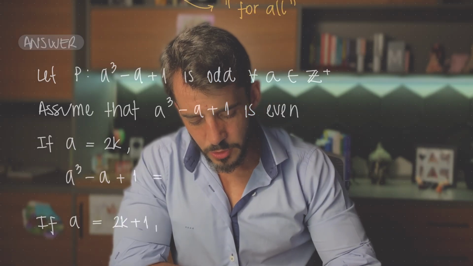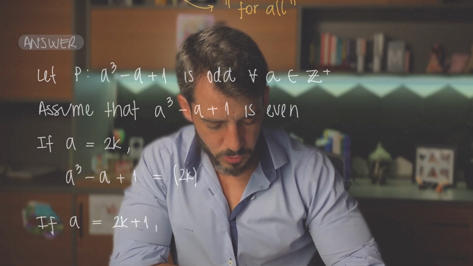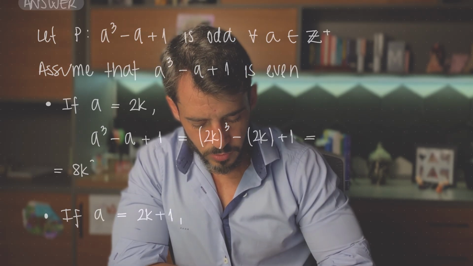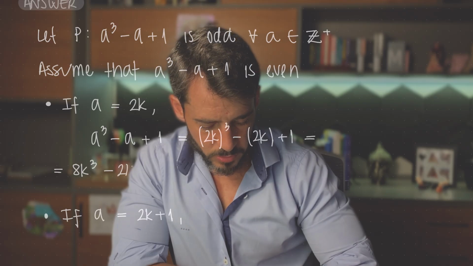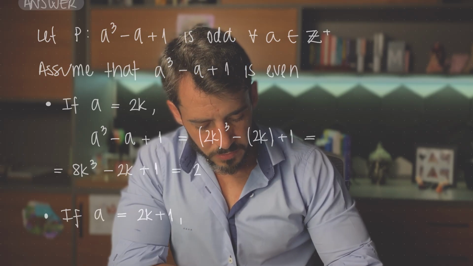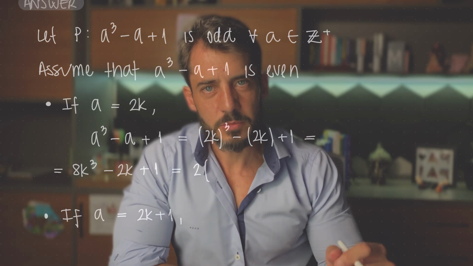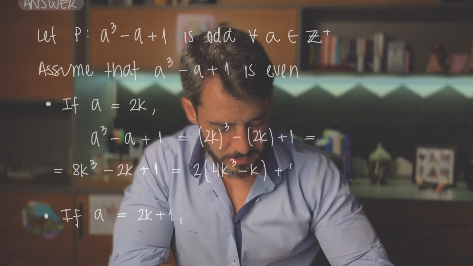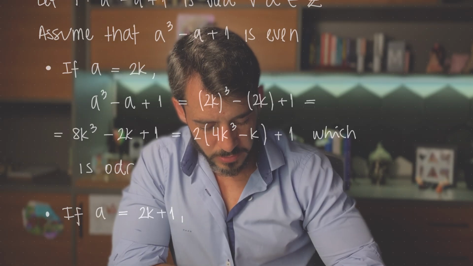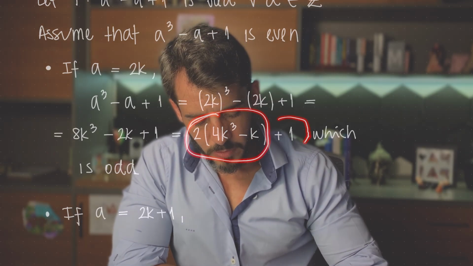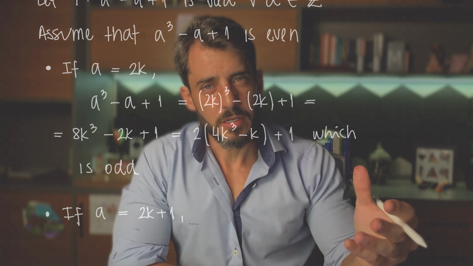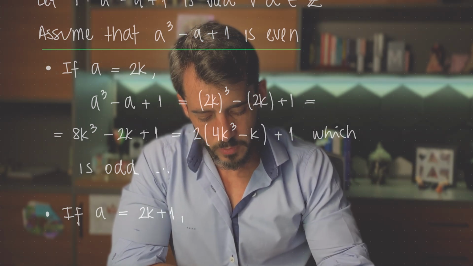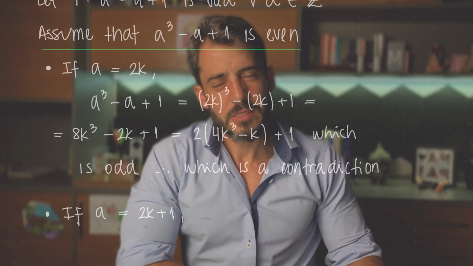In that case, a cubed minus a plus 1 is (2k) cubed minus 2k plus 1, which is equal to 8k cubed minus 2k plus 1, which is, factoring out a 2 in the first 2 terms, equal to 2 times (4k cubed minus k), close parentheses, plus 1, which is odd. We have a sum of an even number with 1, which produces an odd number. Therefore, given that we assumed that a cubed minus a plus 1 was even, we got to a contradiction. Now let's analyze the other case.